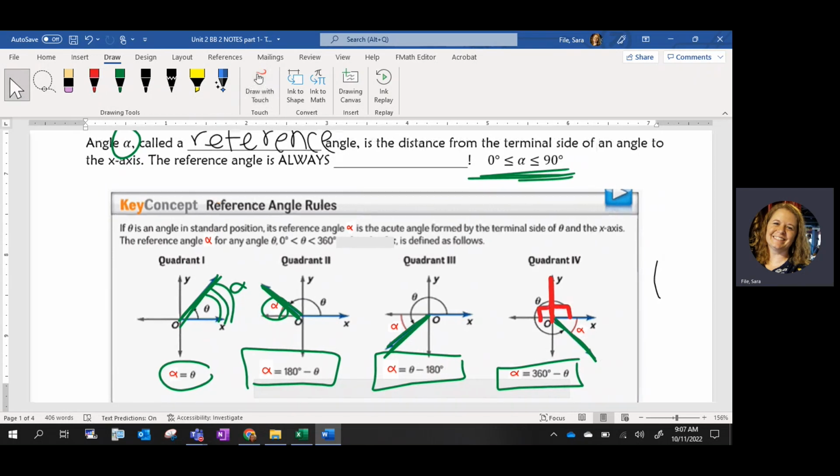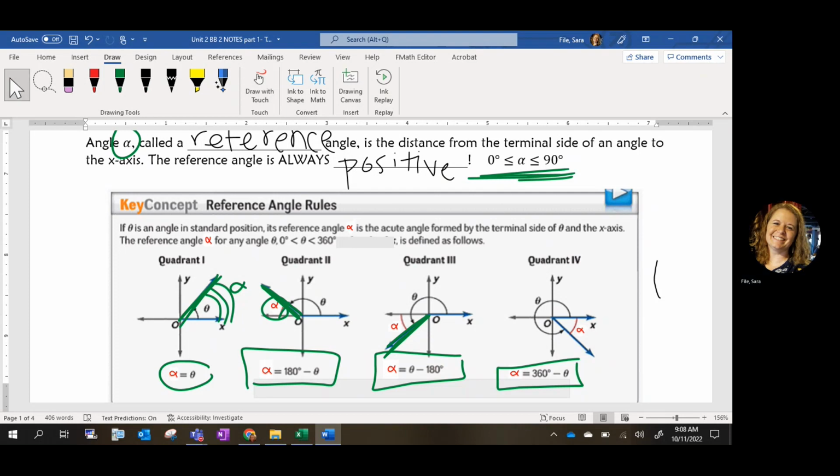Okay, so I'm going to get rid of that. But that's why your reference angle is never more than 90 degrees. And if you were on the x-axis, obviously you'd be 0 degrees away from the x-axis because you're on it. So it's between 0 and 90 inclusive, and it is always positive. Your reference angle is measuring a distance from the terminal side to the x-axis. It's always a positive measure, so there won't be any negative reference angles.